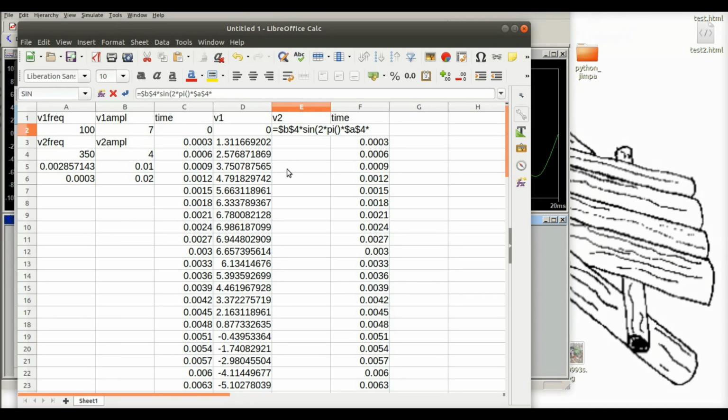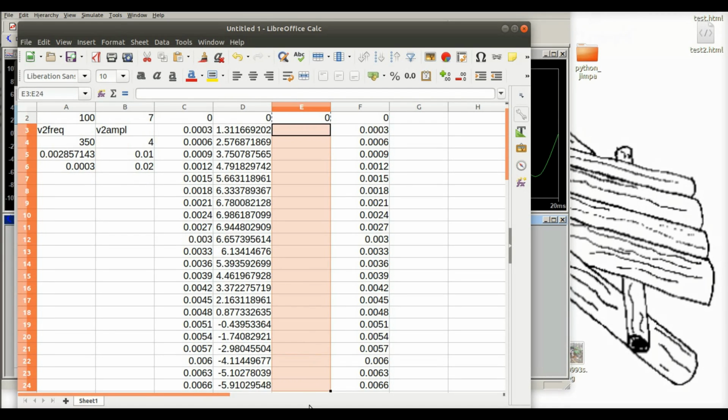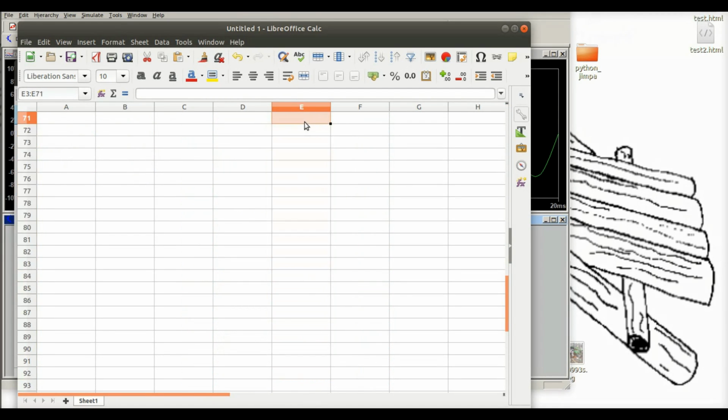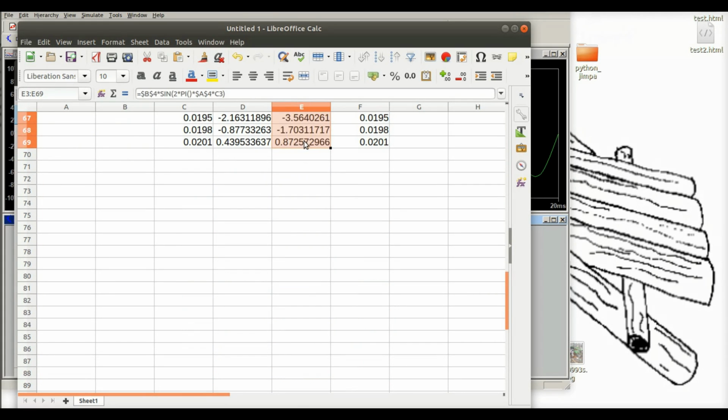I want to pick up that time column. Close parentheses, hit enter, sine of 0, 0 again. But I'm going to Control C that, highlight below, and Control V, paste. So now I have a V1 waveform and I have a V2 waveform.